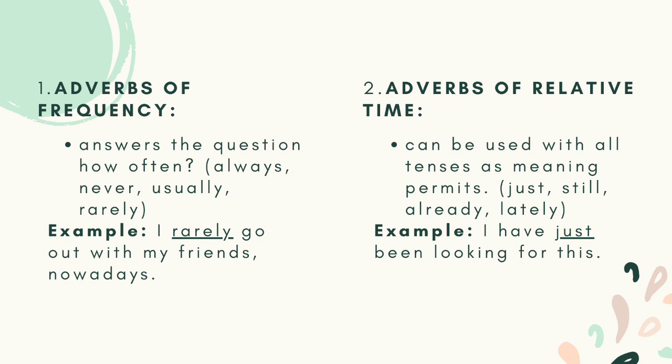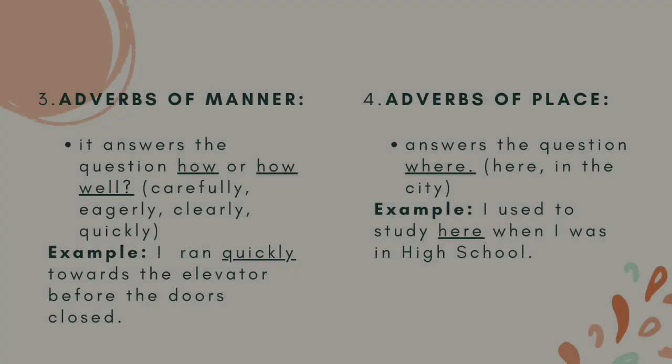The next kind is the adverbs of relative time. It can be used with all tenses as meaning permits. These adverbs are just, still, already, and lately. The adverbs of relative time give us information about when an action took place or an occurrence of an event in relation to another point in time. For example, I have just been looking for this. So, the adverb of relative time that has been used is just.